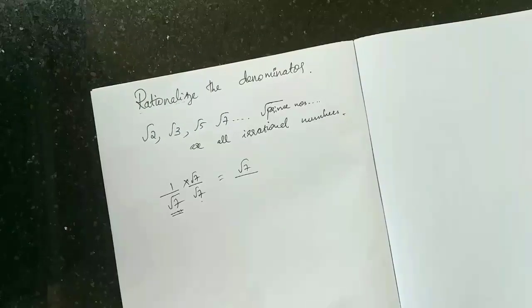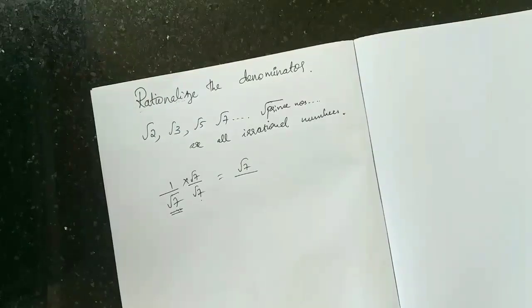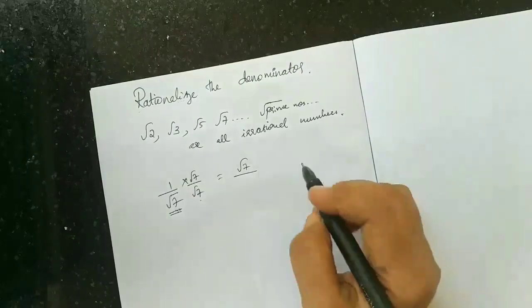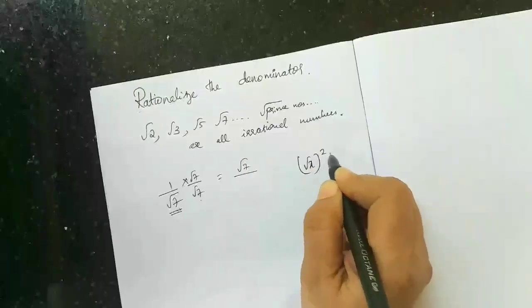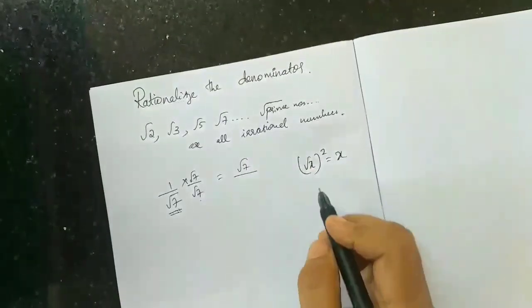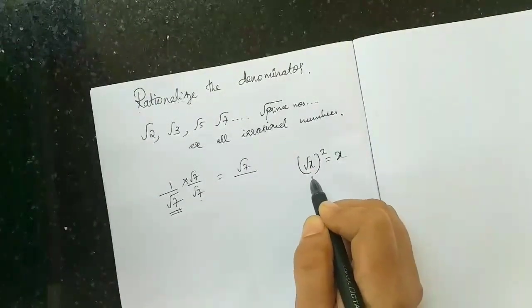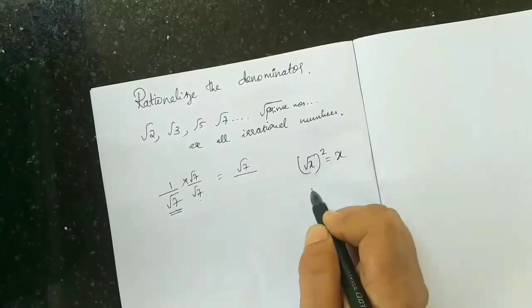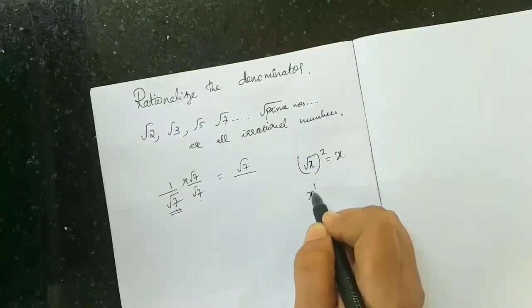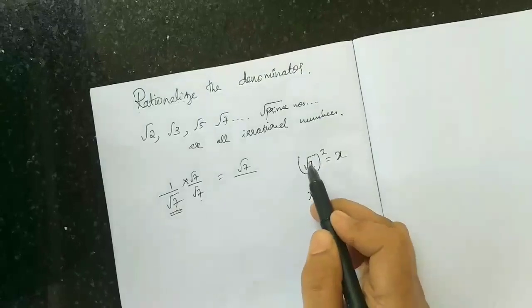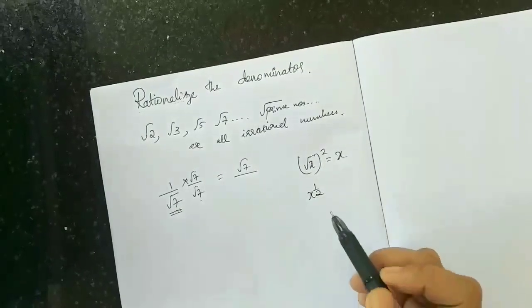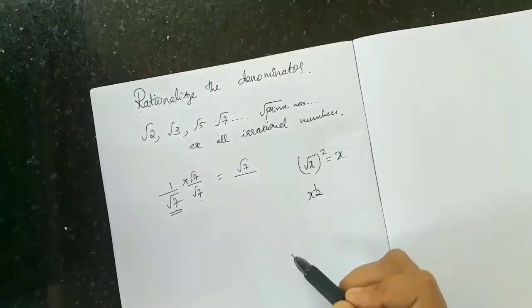And we know that the square root of any number, the whole square, is the number itself. So root x whole square is x itself. For information, let us see how you get this. What is root x? It is x raised to 1 by 2. Square root of x is x raised to 1 by 2. Cube root of x is x raised to 1 by 3.